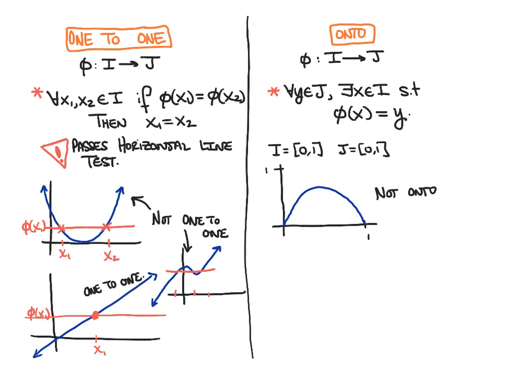So think about, you have your I down here and you have your J interval up here. There are points in the J interval, all these points up here, that are not mapped to from the interval I. So, for example, the point if y were equal to 0.8, there is no x such that phi of x equals 0.8. So this doesn't actually exist, and that's why it's not onto.